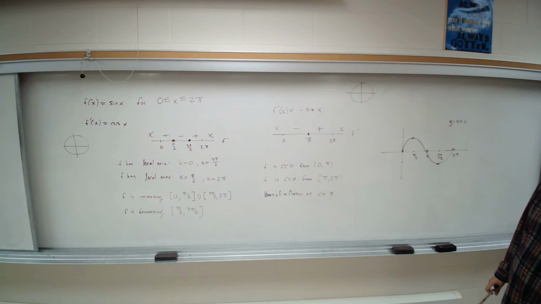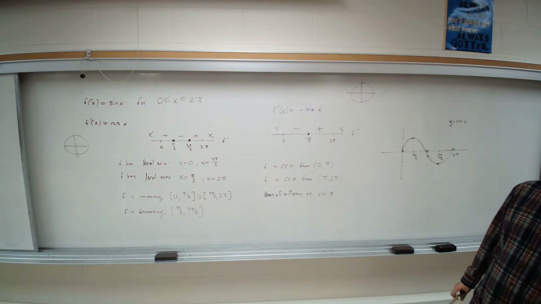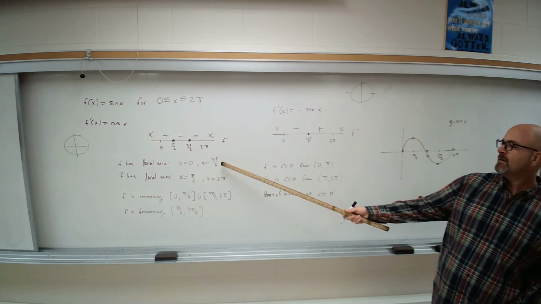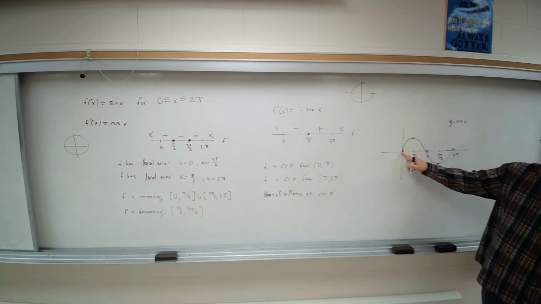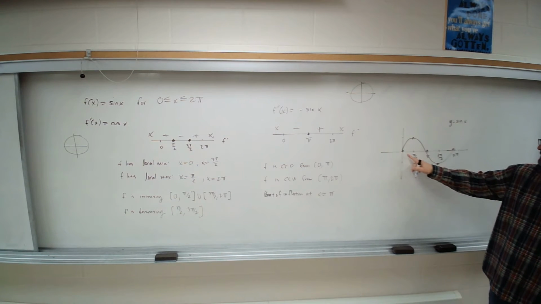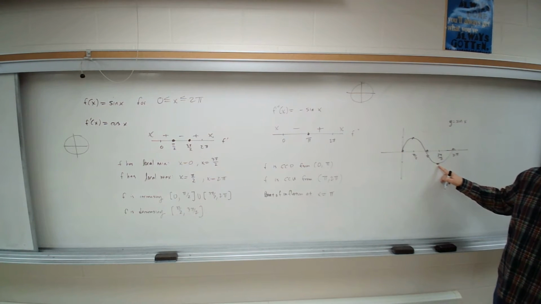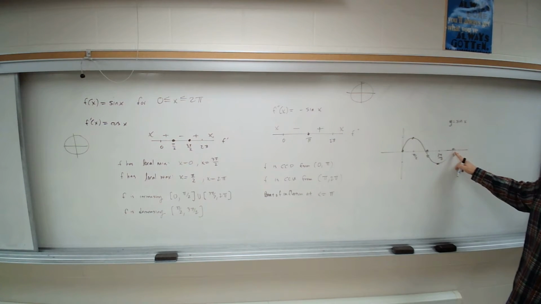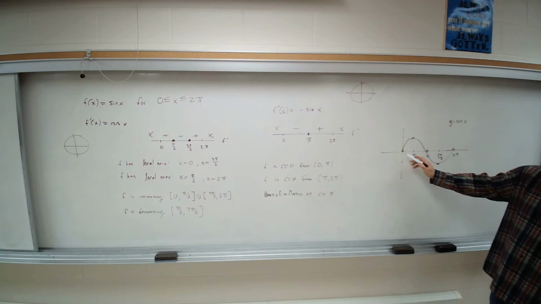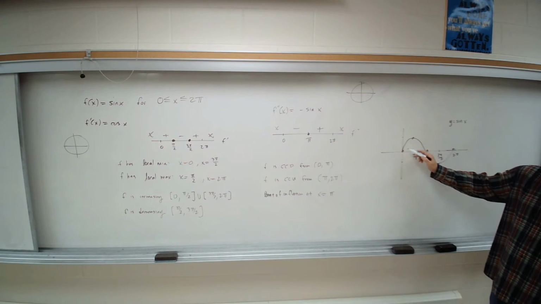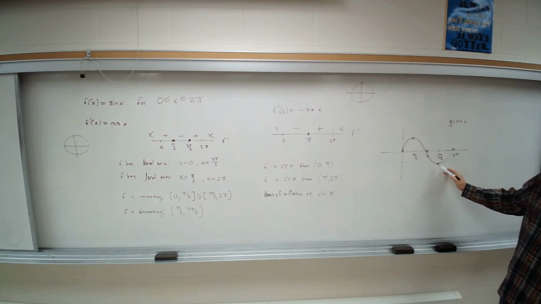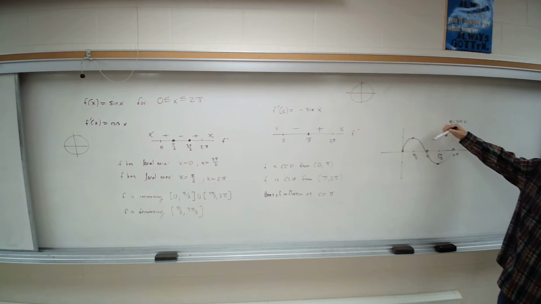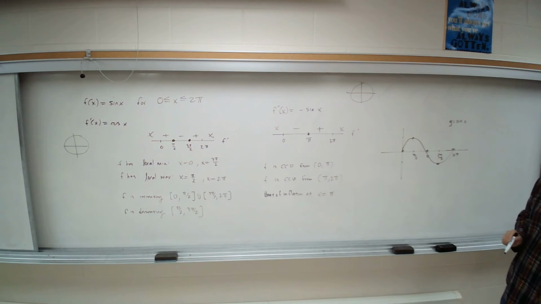Does this look like a local minimum? Sure. Does it have a local minimum at 3 pi over 2? Yes, it does. A local max here at pi over 2, and at 2 pi it's an endpoint. So it is increasing from 0 to pi over 2. It's increasing from 3 pi over 2 to 2 pi. It's decreasing on this interval.